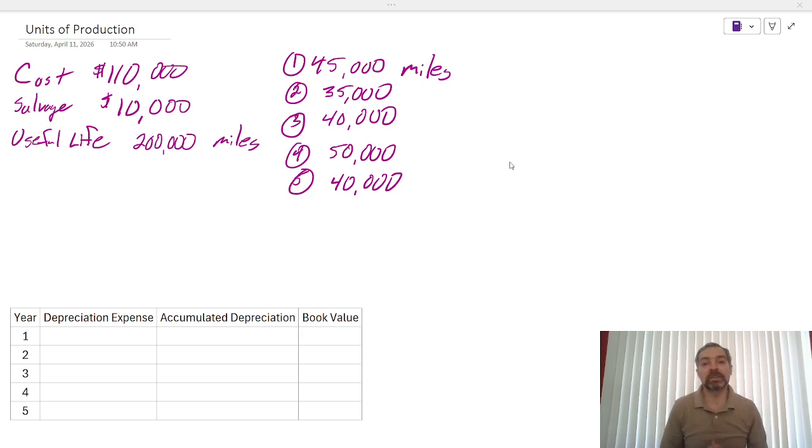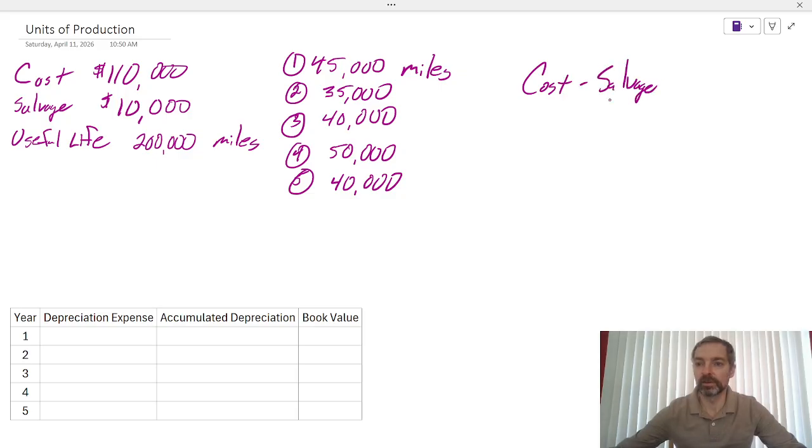Now, this type of thing makes sense if we're talking about vehicles or machinery that will produce so many units, or other things like that. And we can use a slightly different method called the units of production method to calculate depreciation. This is very similar to the straight line depreciation method. It's still going to be cost minus salvage value divided by the useful life. The difference here is that instead of years, the useful life is going to be in miles.